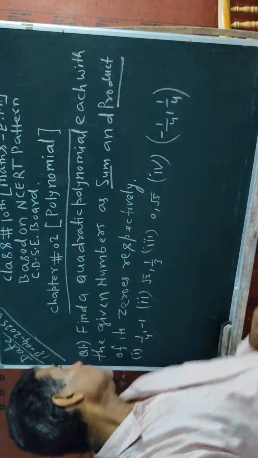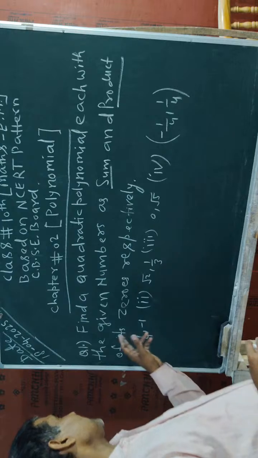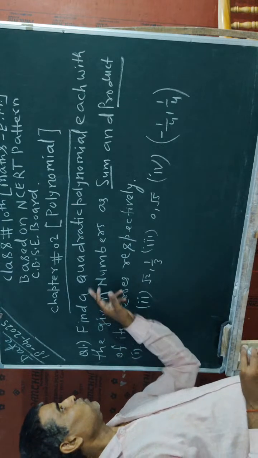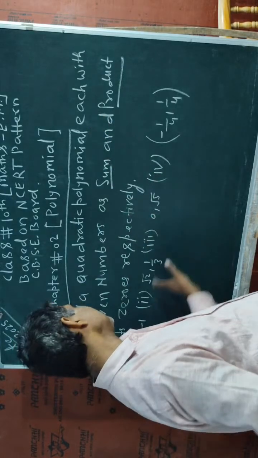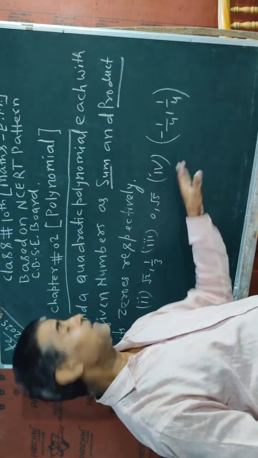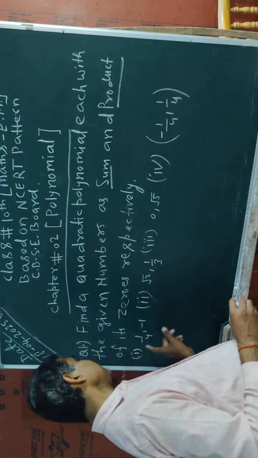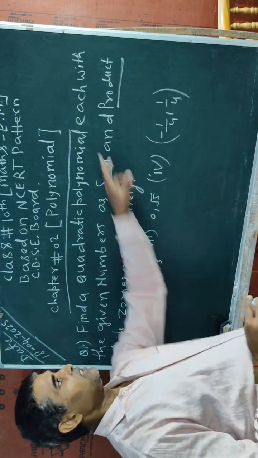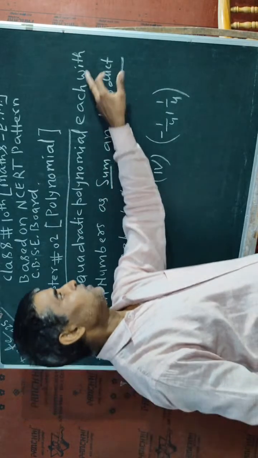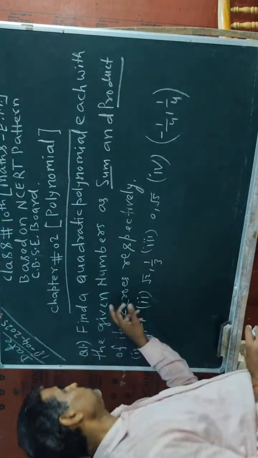Okay student, so first I am going to describe the question. Find a quadratic polynomial each. Each means here there are many questions given, and for each and every question you have to take polynomials. Therefore here each is written with the given numbers.